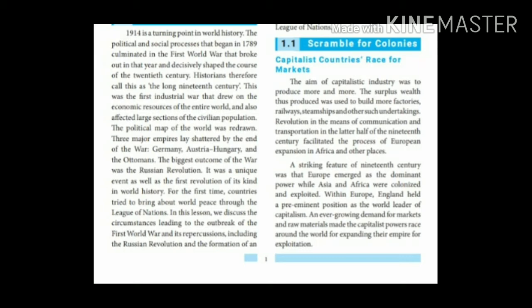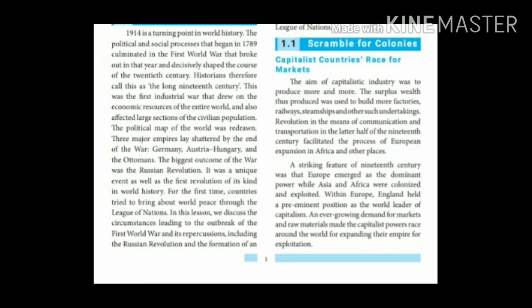Then, second paragraph. Scramble for colonies. Capitalist countries race for markets. The first cause of the First World War is the race for markets. The aim of the profitable industries was to produce more and more. The surplus wealth produced was used to build more factories, railways, steamships, and other such undertakings.